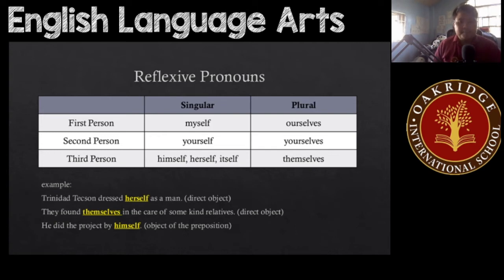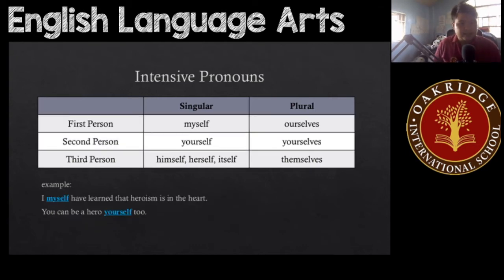The third one: he did the project by himself. It is used as an object of the preposition because of the preposition by. By whom? Himself. Now, these are reflexive pronouns. They play a vital role. They play a part in the sentence.